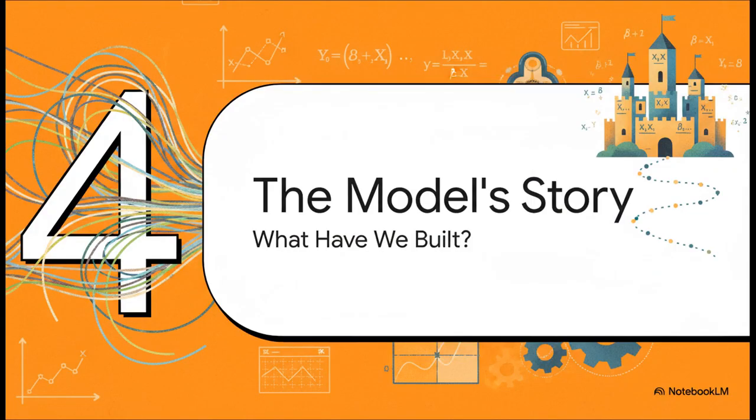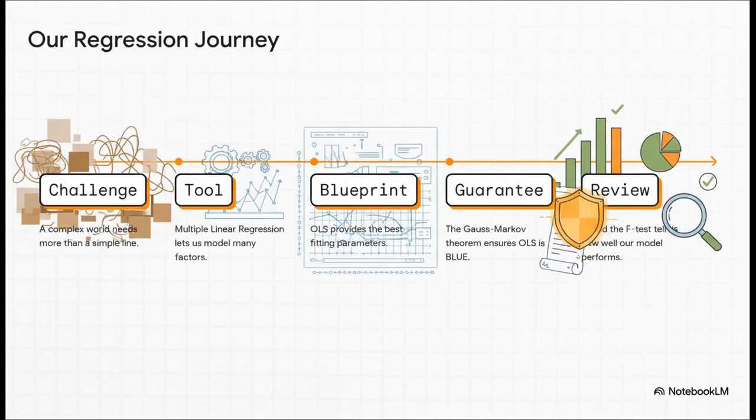All right, let's wrap this all up. Let's recap the whole journey. What's the story of the model we just built, from the very beginning to the very end? We started with a challenge. The world is complex, so a simple line won't cut it. We picked our tool for the job, multiple linear regression. We used OLS as the blueprint to get the best fitting parameters. We got a quality guarantee from the Gauss-Markov theorem, telling us our method is BLUE. And finally, we gave it a performance review with R-squared and the F-test to see how well it actually did.